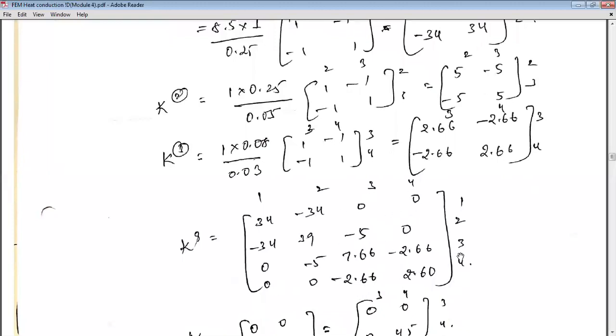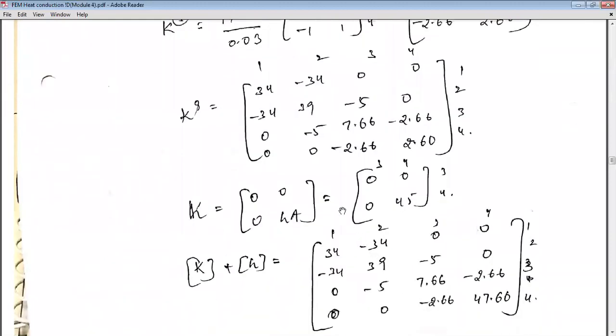Then 3 of 4 is minus 2.66. Then 4 of 4 is 2.66 plus 2.66. Please note it's not 260 or whatever, it is 2.66. Now observe, this completes the conductivity matrix K.